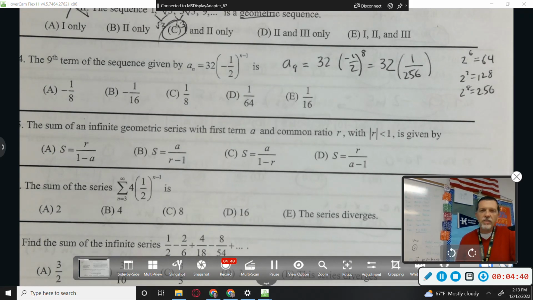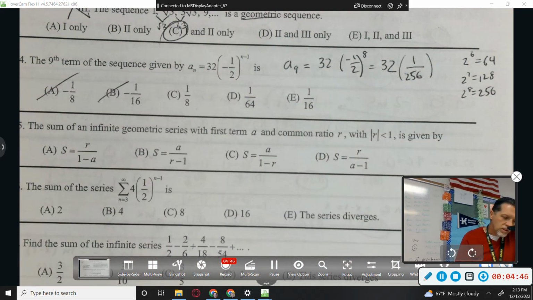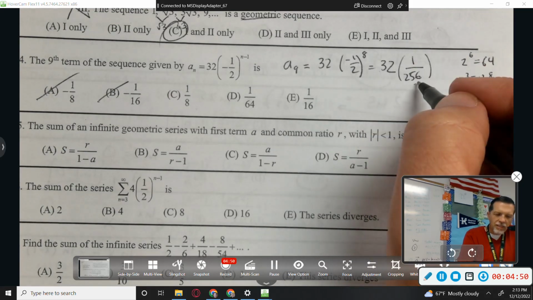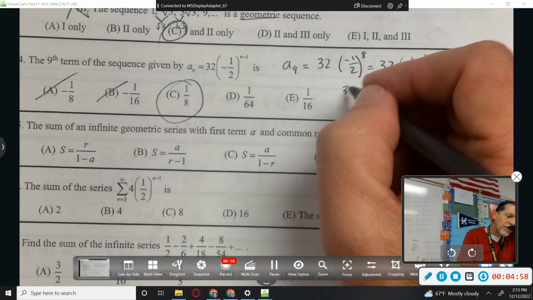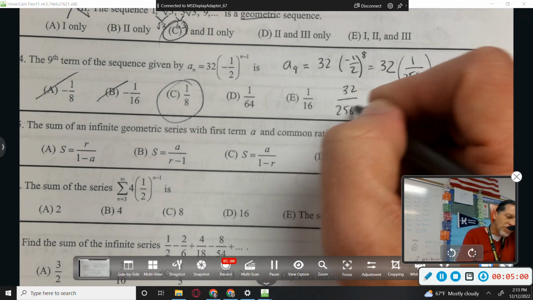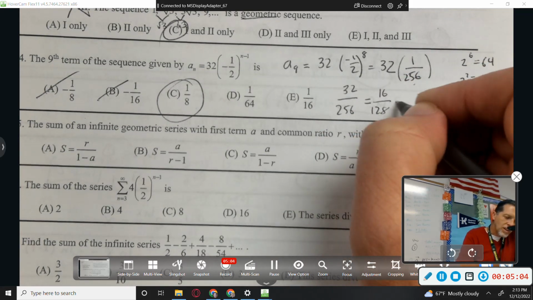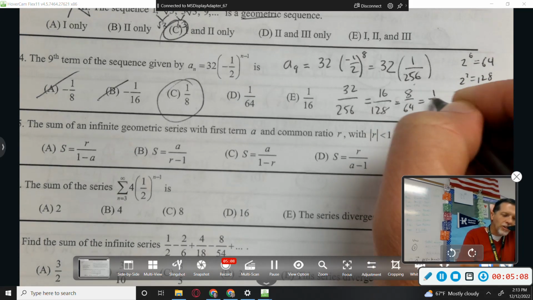32 out of 256. Well, it's not negative, so those are out. 3 goes into 25 about 8 times, so I think we're at 1/8. Or, if you don't like that, then you have to reduce and reduce and reduce. Reduce by 2, and by 2 again. And oh, there we go, 8 over 64. That's an easy one, 1/8.